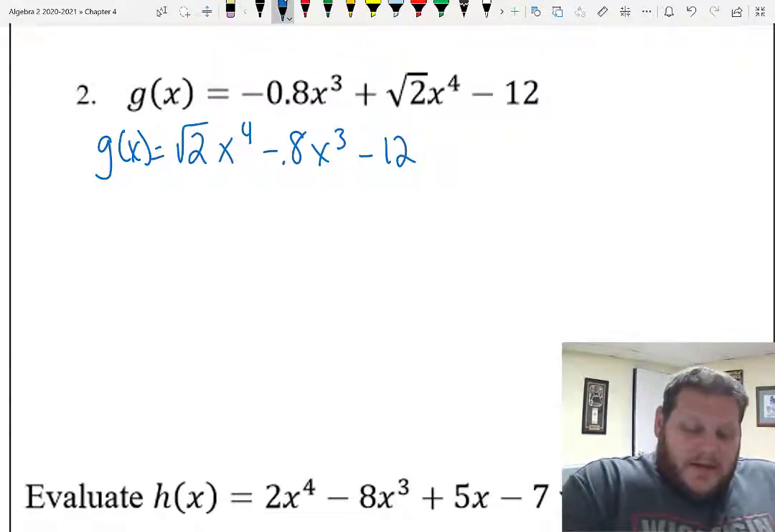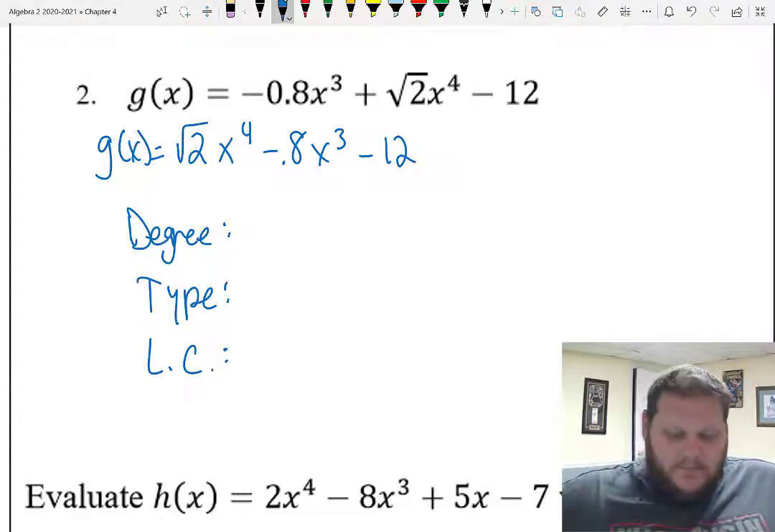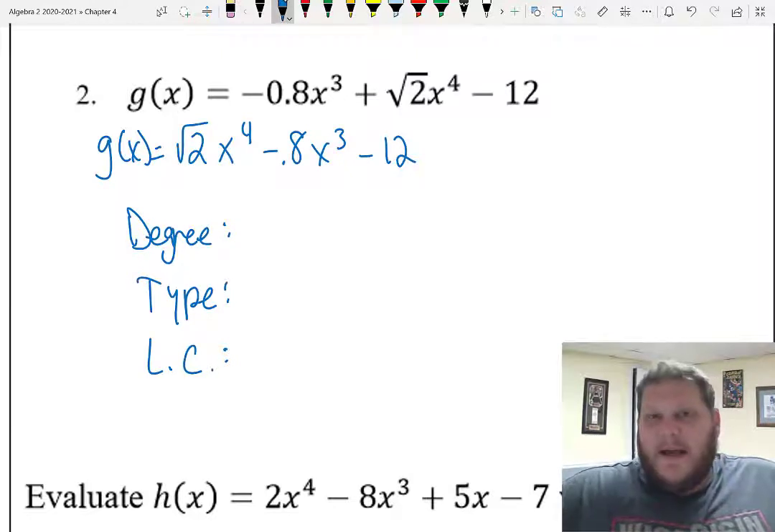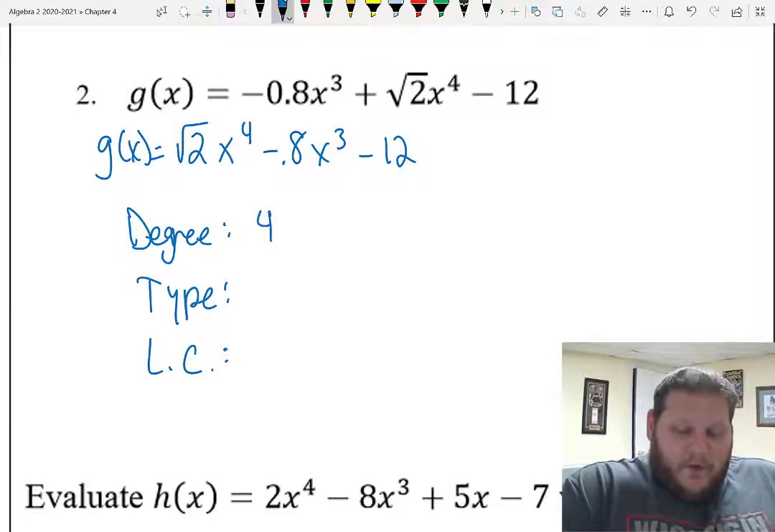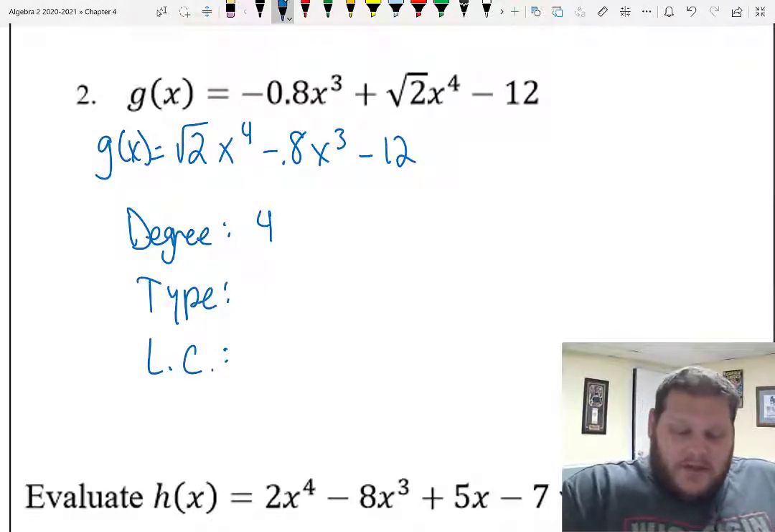They also want me to identify the degree, type, and leading coefficient. And I just abbreviate that to just LC. So degree, that's my highest exponent. We know that that's 4. The type, that'd be the special name that we have for that degree polynomial, which in this case, a 4th degree polynomial is called a quartic.